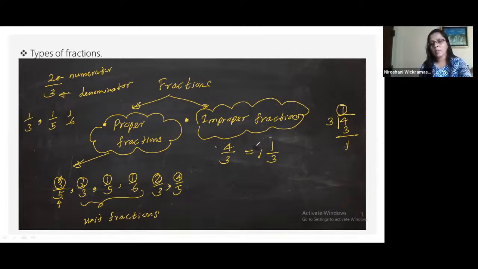This is called a mixed fraction. This is improper. A mixed fraction consists of a whole number part and a fractional part. This is the fractional part, and this is the whole number part. Even 5 over 2 is also improper. This improper fraction you can write as a mixed fraction. 5 divided by 2 is 2 and 1 over 2. This is the whole number part and this is the fractional part.